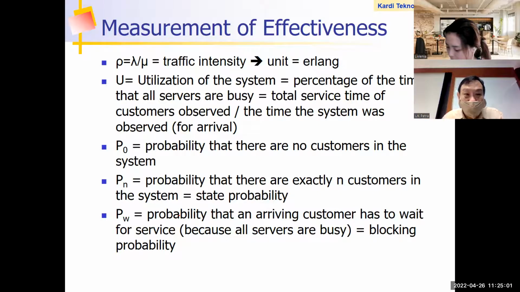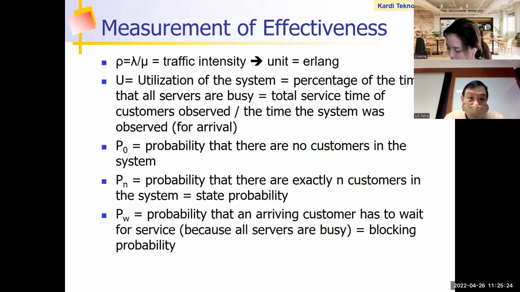Next, we have the symbol U, the utilization of the system. What is this? The percentage of the time that all servers are busy. This is the same as the total service time of the customers being observed divided by the time the system was observed for arrivals.